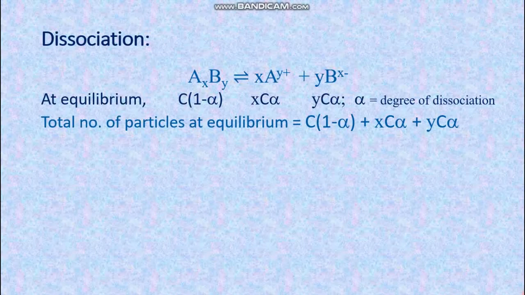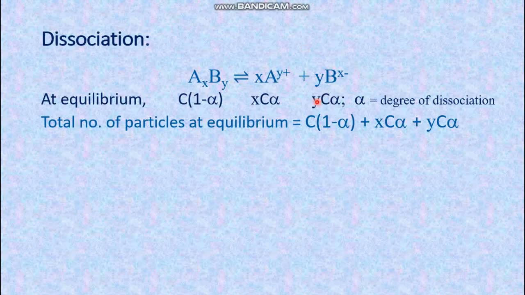So what is the total number of particles at equilibrium? Now, the undissociated molecules plus the dissociated molecules. Undissociated molecules have the concentration number of particles C into 1 minus alpha, and the dissociated number of particles for the cation is X C alpha, and for the anion it is Y C alpha. So this is the total number of particles.